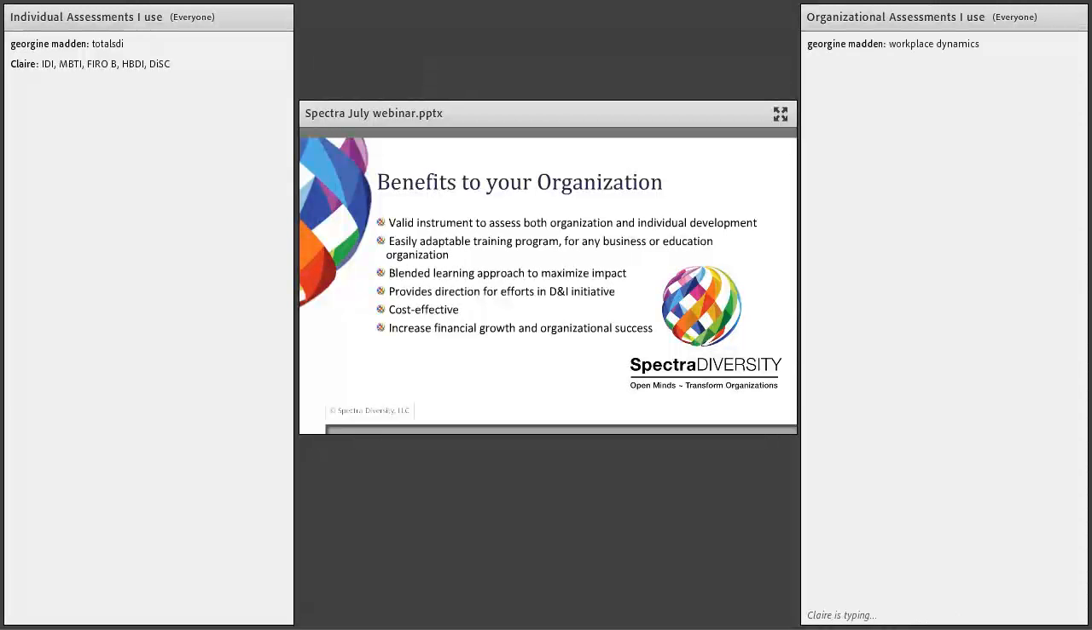Spectra diversity. We are not a consulting organization outside of providing support for consultants and internal D&I or HR people leading the effort. We are not your competition. We are your support system in the background, providing you with a valid instrument, a valid profile, and tested training that will get you results. So this is very helpful to see a couple of the different types of things that you're using.